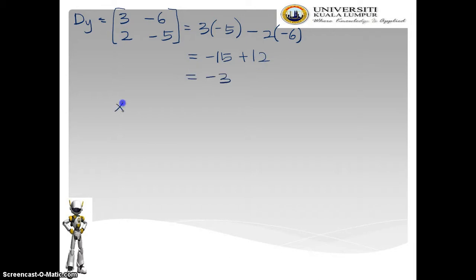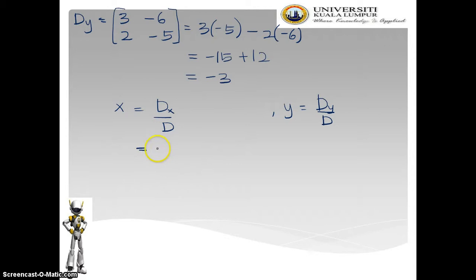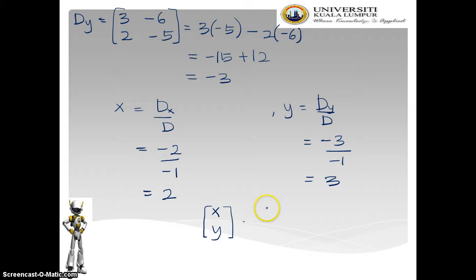So from here we get x equals Dx divided by D and y equals Dy divided by D. Our Dx equals negative 2 and our D equals negative 1, so x is negative 2 divided by negative 1, which is 2. And Dy is negative 3 from the previous calculation, divided by negative 1, the determinant of the coefficient matrix. Then we get y equal to 3. So x equals 2, y equals 3. This is your final solution.